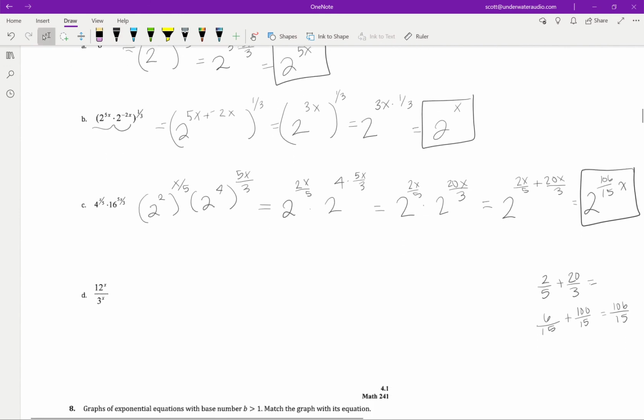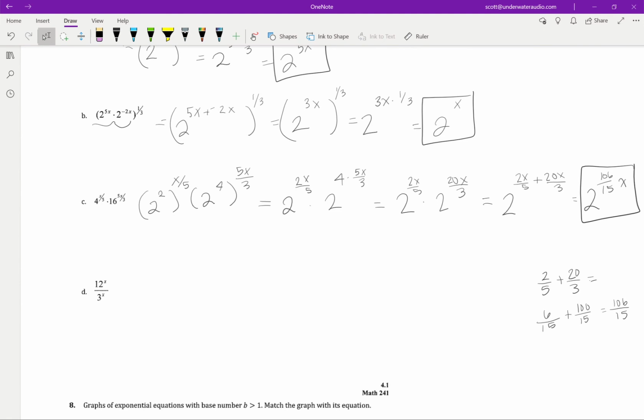Okay, D. So this one is going to be a little weird because 3 isn't a power of 2, but I'm thinking that since I have something to the x power over something to the x power, I think I could rewrite this as 12 over 3 to the x power, and then 12 divided by 3 is 4, and 4 is the same thing as 2 to the 2 power, and I just learned that I could rewrite that as 2 to the 2x power.